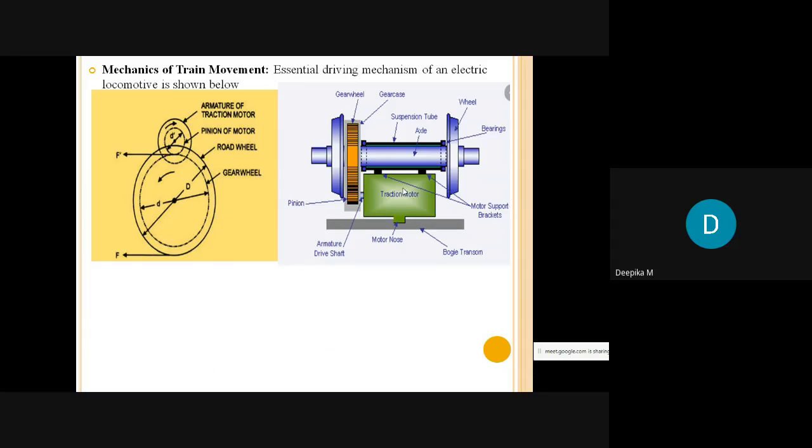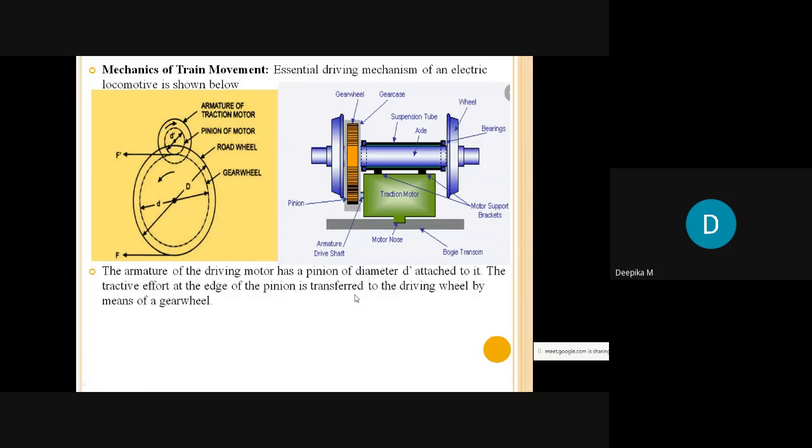There will be a traction motor. When the traction motor rotates, there is the suspension tube, to which the wheels are attached. You can see here this is the armature drive shaft, and this armature drive shaft is attached to the pinion. When the pinion rotates, since the pinion is attached to the gear wheel, the gear wheel rotates and the road wheel also rotates. In this way the movement of the train is possible. So this is how the mechanics of train movement works.